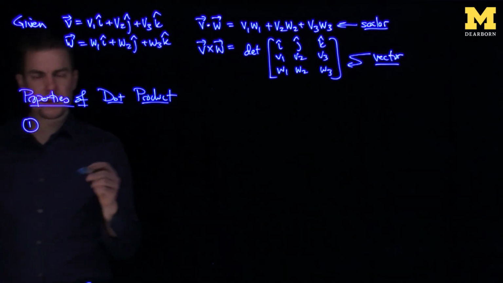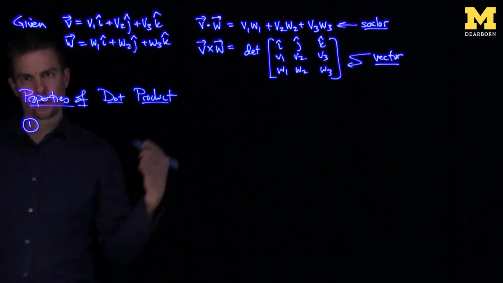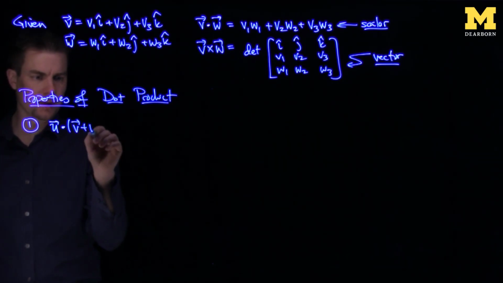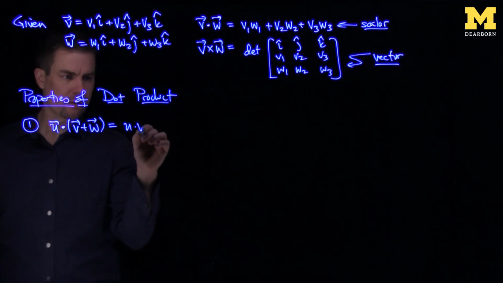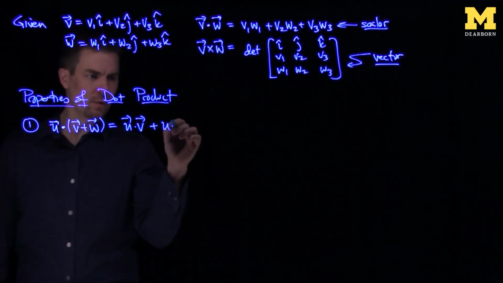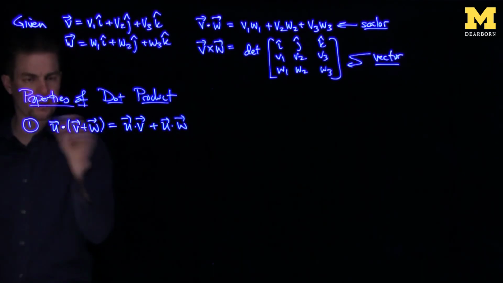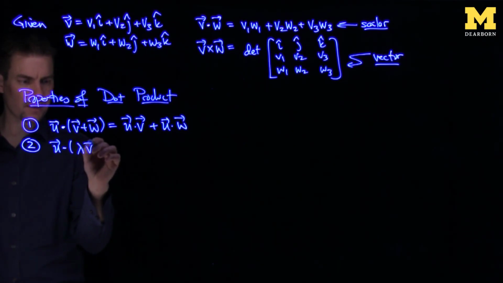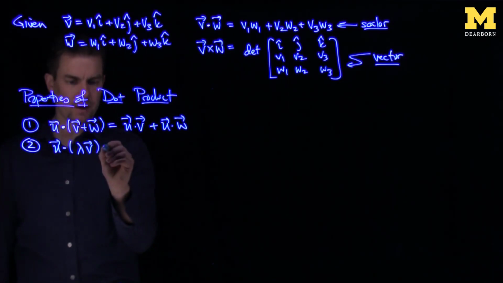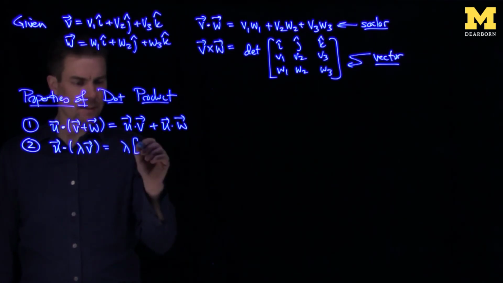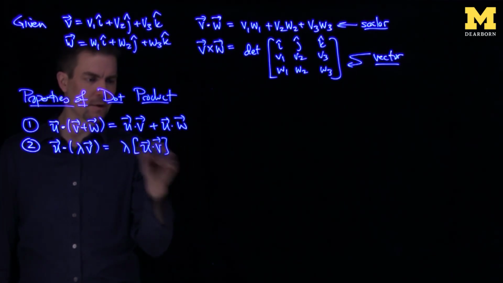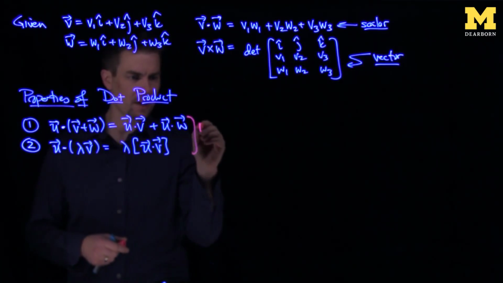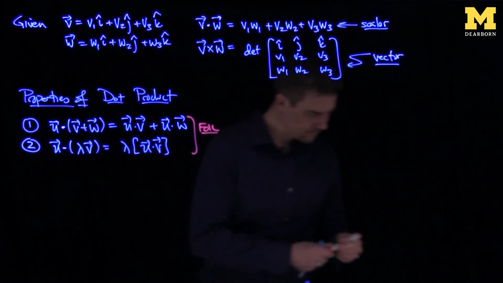Property number one is the dot product is an actual product, so I can FOIL things out basically. So if I have u dot (v plus w), that will be u dot v plus u dot w. So I can distribute it. Two, if I do u dot lambda times v, a scalar multiple of v, this is the same thing as lambda times u dot v. These two results allow me to FOIL dot products, which is a very useful tool.